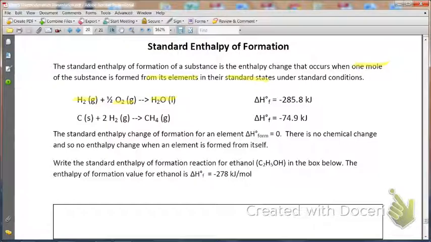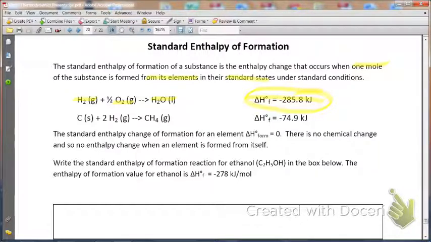Alright? And the energy that is produced, or in other words, the potential energy change, the enthalpy change, when we create liquid water from its component elements, we release negative 285.8 kilojoules of energy. And so that is the heat of formation, or the standard heat of formation value, sometimes known as the standard enthalpy of formation value. Alright?